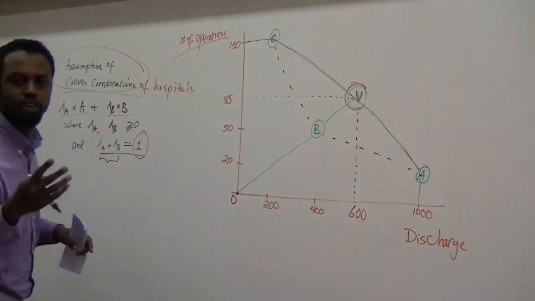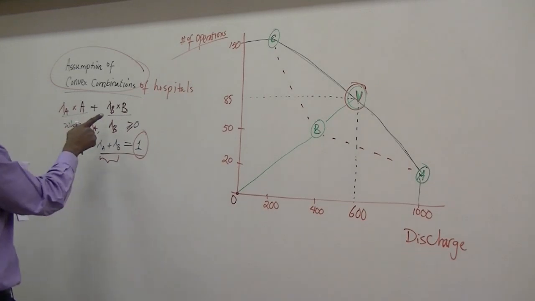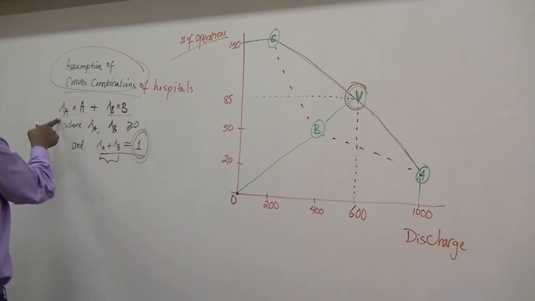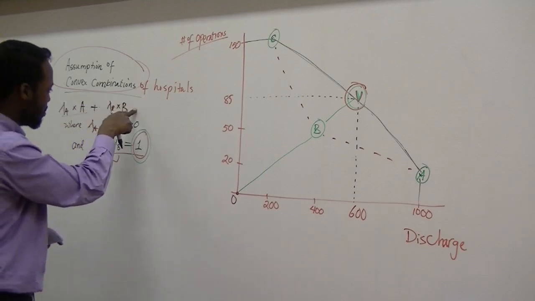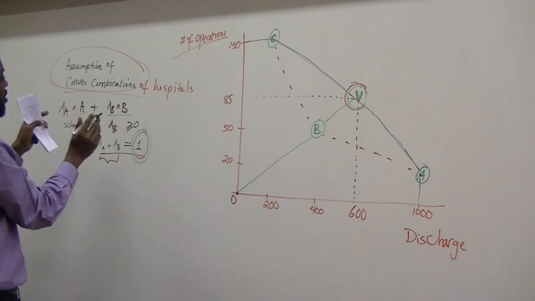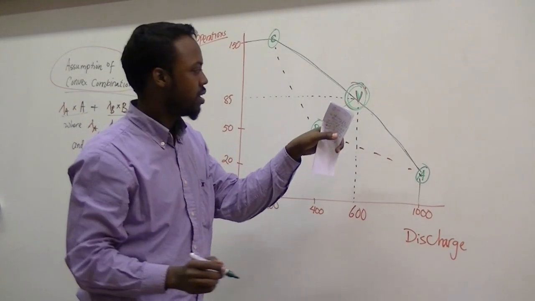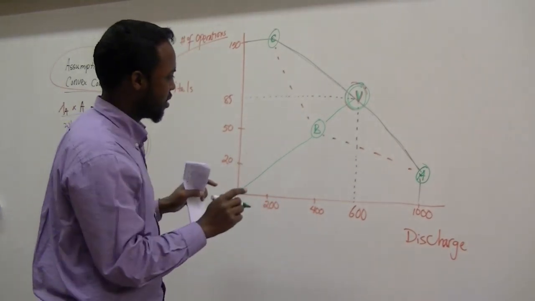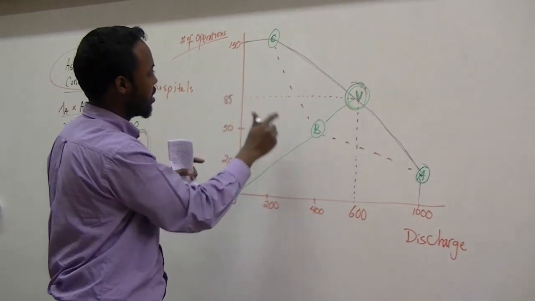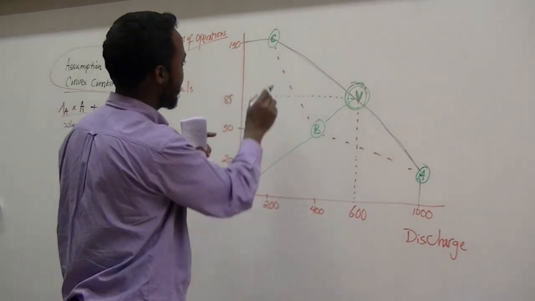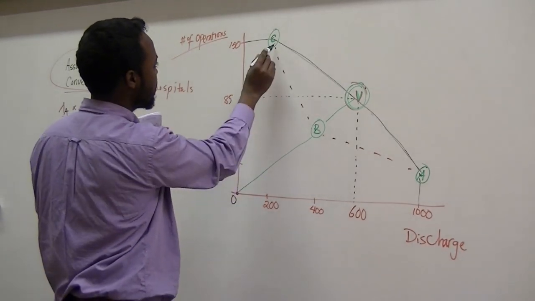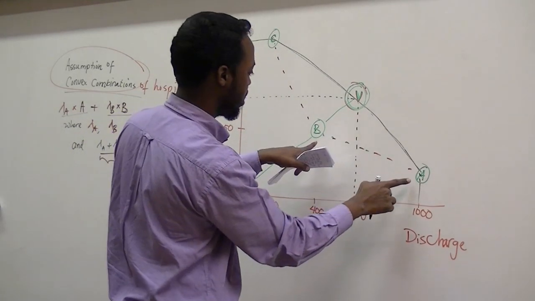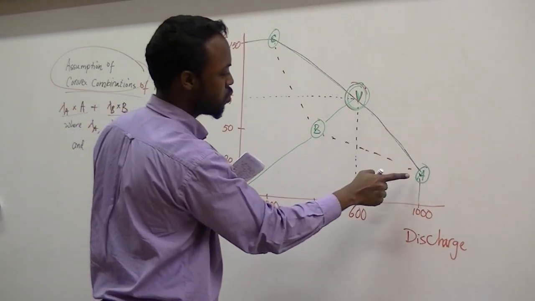What this means is that, just to refresh your memory, if we have lambda A and lambda B such that both are non-negative and the sum of them is 1, then lambda A times A plus lambda B times B gives us a weighted mean, this virtual hospital. Let's try to create some segments between some combinations. We can have this line connecting B and C and make some combinations. And also we can make some combinations between A and B, and also some other combination between A and C.